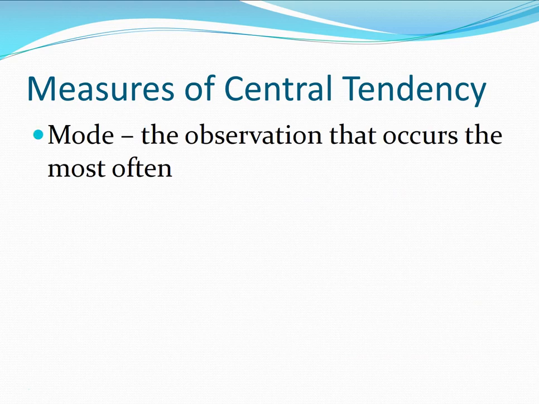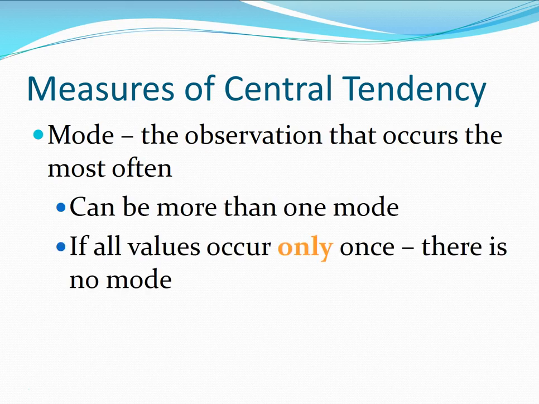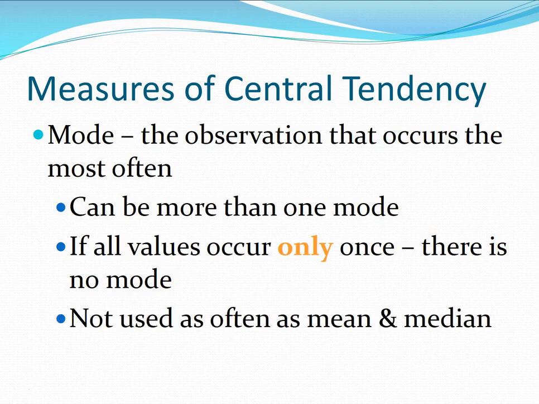Another measure of central tendency is the mode. It's the observation that occurs the most. Very easy. There can be more than one mode. If all the values occur only once, then we say there is no mode. Right? So that's also a possibility. So when we're talking about center, we're talking about the mean, the median, and the mode. We don't use the mode as often.